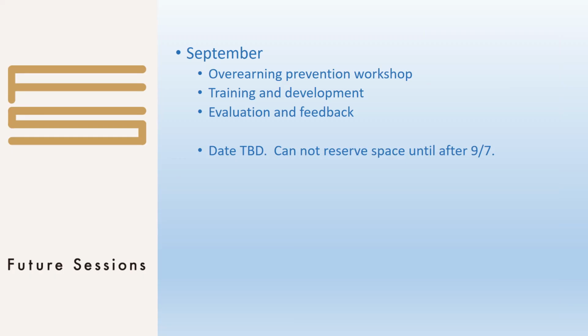Okay, that's all we've got for this session. We are planning one more training in September. Unfortunately, we don't have a date yet. I'm sorry, we can't reserve a space until after September 7th, and until we're able to do that, we don't have a concrete location and time. But I can concretely tell you what we will be talking about, which is a further look at our over-earning prevention workshop, as it's our #1 audit risk.